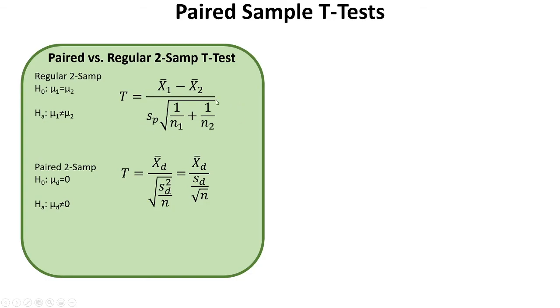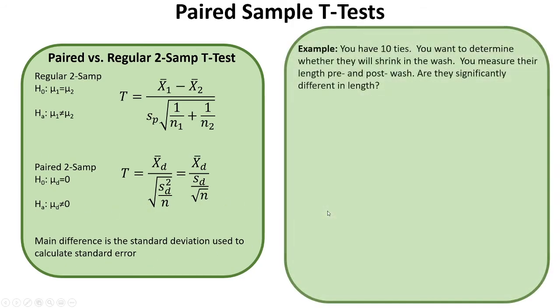So the big difference here is that this pooled variance is going to use the standard deviation of sample 1 and the standard deviation of sample 2, whereas this SD down here is the standard deviation of the difference, and x bar is the x bar of the difference, where up here it's the x bar of sample 1, x bar of sample 2. So the main difference is this difference that's used to calculate the standard error for the paired two-sample. This gets pretty apparent when you take a look at an example, right?